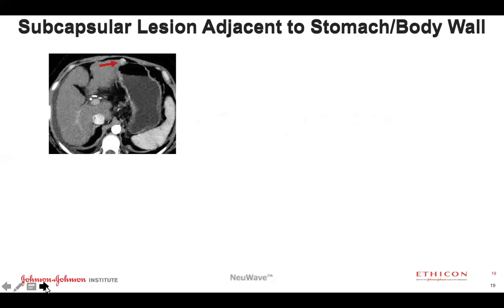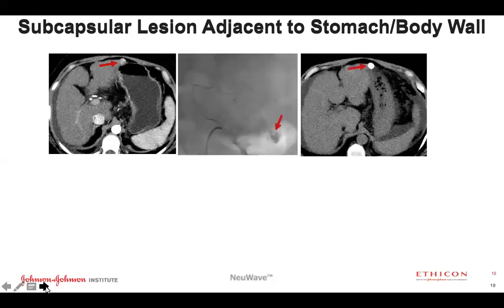So here's a common one that I get asked about a lot. It's a subcapsular lesion adjacent to the stomach and the body wall. And how can we safely ablate this without injuring the stomach, without burning the muscle? There's a very nice technique that I use quite a bit, and that is hydrodissection.